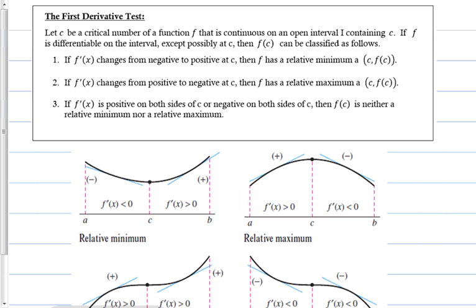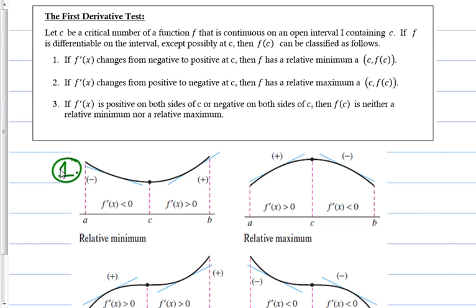All right, so now the classification, number 1. If f prime changes from negative to positive. So number 1 is right here. This is an example of number 1. If it changes from negative to positive, then f has a relative minimum.